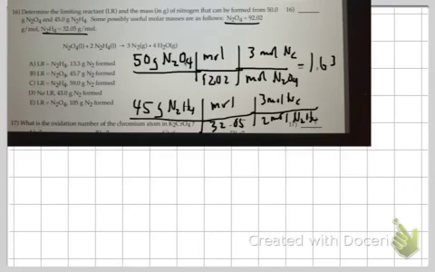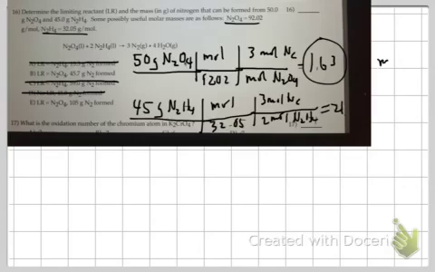45 divided by 32.05 times 3 divided by 2. 2.1. So 2.1 moles. So this is the limiting reagent here. So limiting reagent, so we can get rid of that one. So limiting reagent, that there. And this is moles nitrogen.